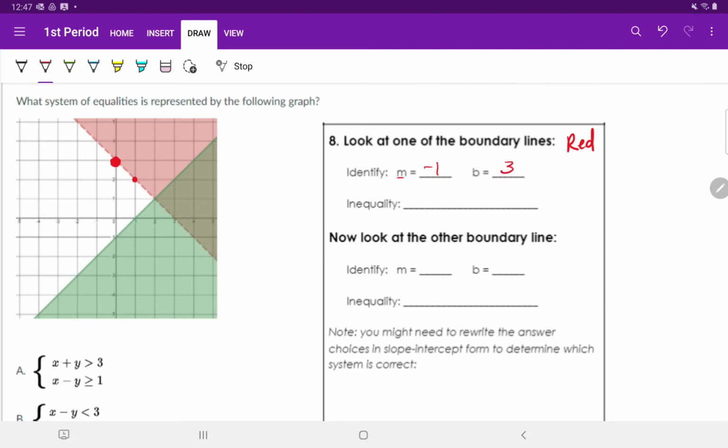Now we can write this in slope-intercept form, which is y equals mx plus b. But instead of an equals, we need to come up with an inequality symbol that represents the red. So it is shaded above, so that's going to make it a greater than. And it's a dotted line, so it's just simply greater than. No, it's not a greater than or equal to, it's just greater than.